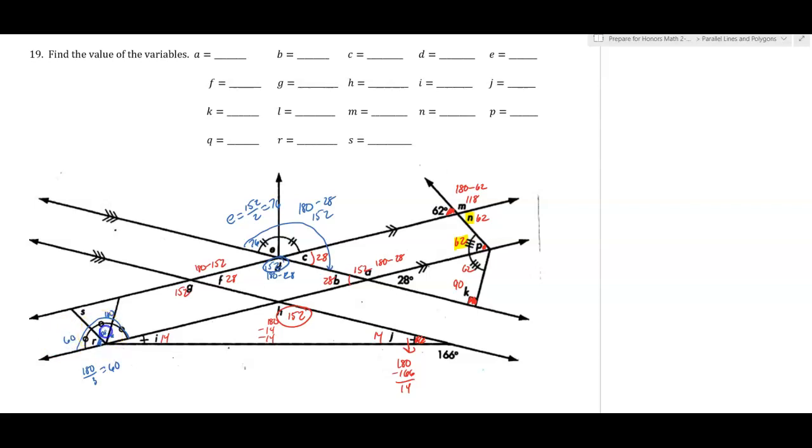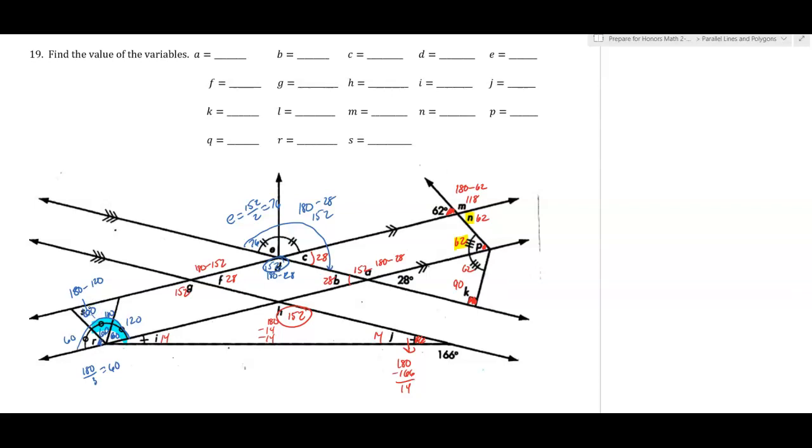Now, if that's 60, this is 60, this is 60, which makes this angle, right? So make that angle 120. These are same side interior angles. So S is going to be 180 minus 120, which is 60. So now let's look at which ones we have.